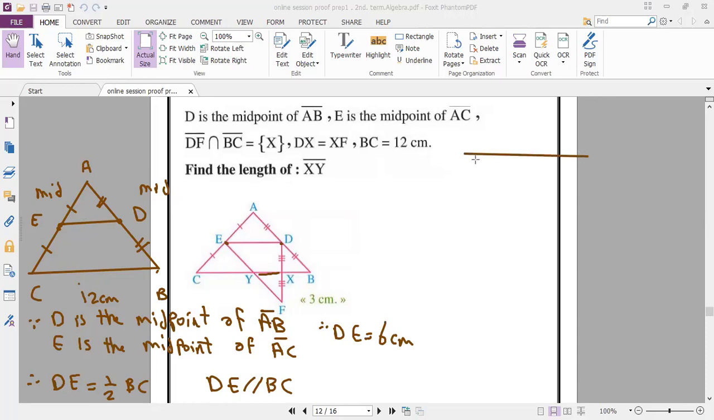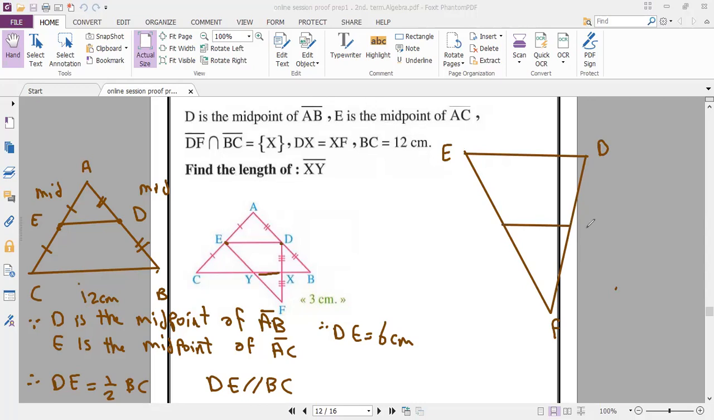And now let's focus on triangle DEF here. Here is triangle DEF. D, E, and here F. And we have XY here. X is the midpoint.